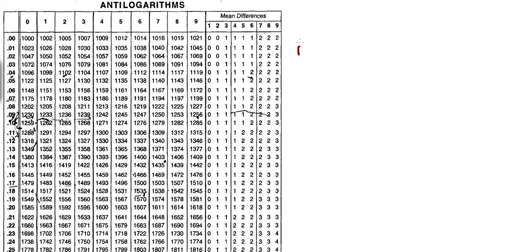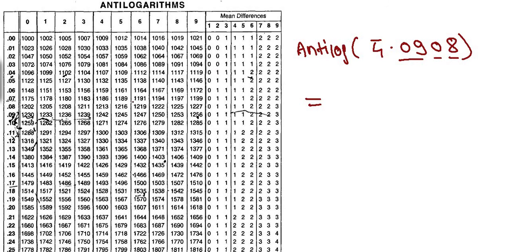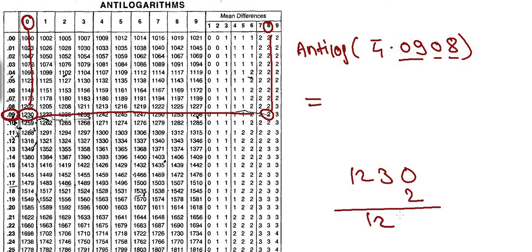Now let us find the antilog of bar 4.0908. That is equal to, now how are we going to group? 0.0908. Look at 0.09 in the first column. This is where 0.09 is. Then 0 in the first row and 8 the mean difference. Now let us take their intersection. This 0 and 0.09 intersect at 1230. Now the mean difference of 8 is 2. So add 2 to it. So it is 1232.